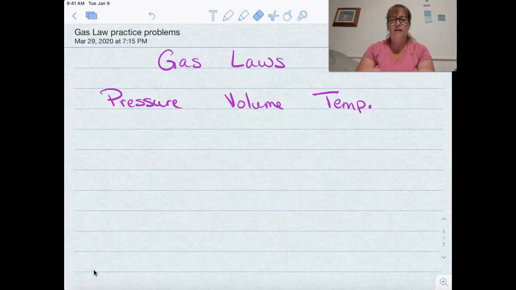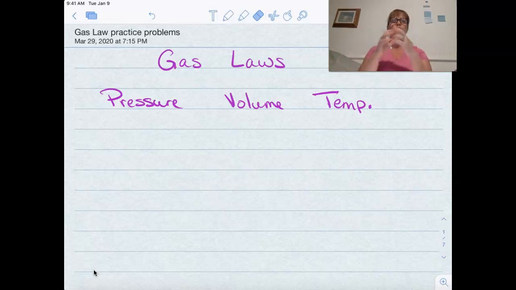So on Friday, you should have accessed a virtual lab where you got to hold some relationships constant and change other properties and see how that affects the gases. And through the worksheet would have discovered that there are three properties that we're going to look at today. We're going to look at the pressure, volume, and temperature of gases and how when you change one or two of these, it changes the other one as well.